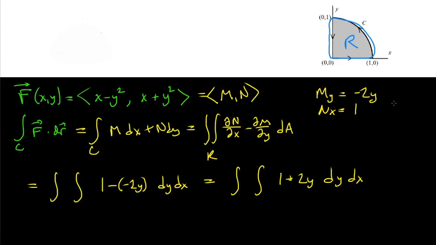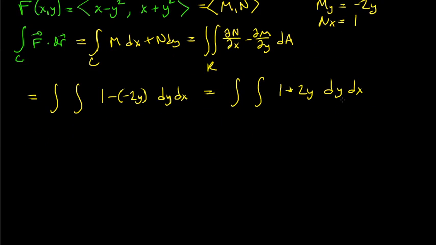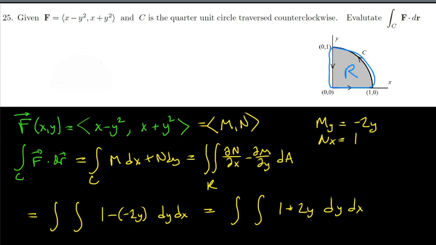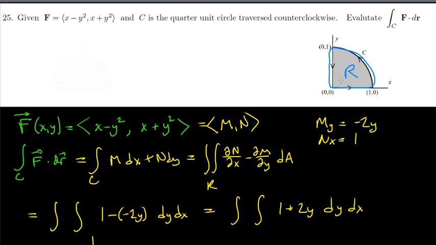Although it is a circular region, so I would tend to use polar coordinates here, although you don't have to. But I'm going to do it because I find it easier. So this is, instead of 1 plus 2y, it's 1 plus 2 r sine theta. And the dy dx is r dr d theta. So don't forget the extra r, the Jacobian. R just goes from, well, the radius is 1, so 0 to 1. And theta, well, we're going from 0 to pi over 2, right?